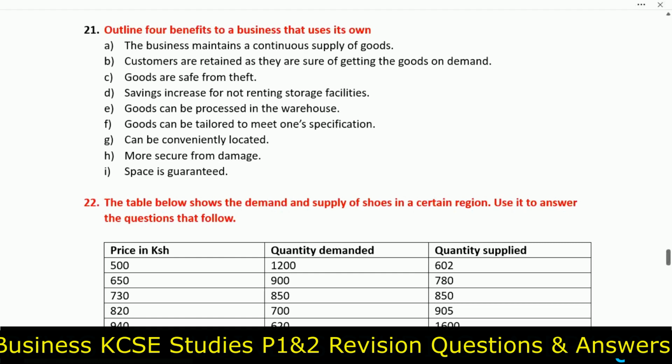Next, goods can be tailored to meet one's specification. Next, can be conveniently located. Next, more secure from damage. Next, space is guaranteed. Let's go to the next question.